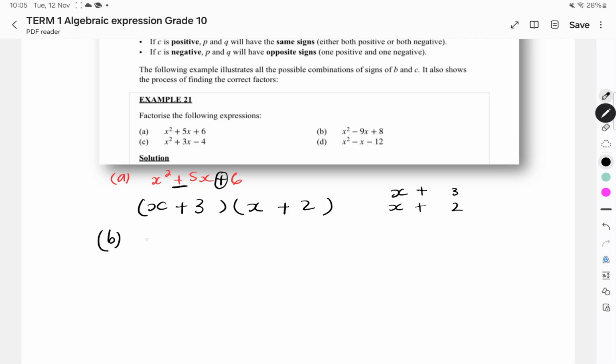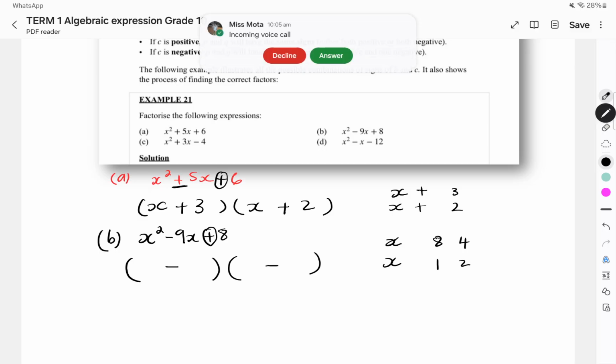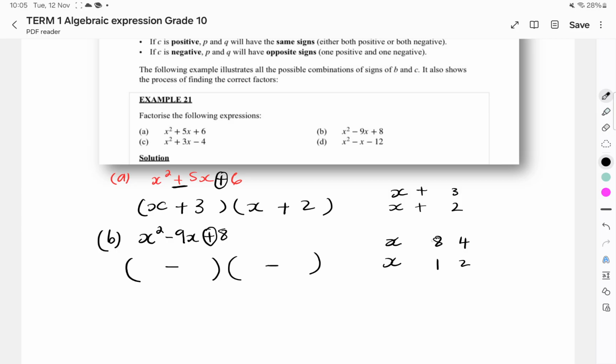Let's try number B. Number B, I'm having x squared minus 9x plus 8. Remember, the last term is positive, so your brackets will have the same sign, so it will be both minus. We take the sign of the middle term. Are we fine with that one? Now, this will be x and x. Factors of 8 are 8 and 1, and 4 and 2. I think that's all we have.